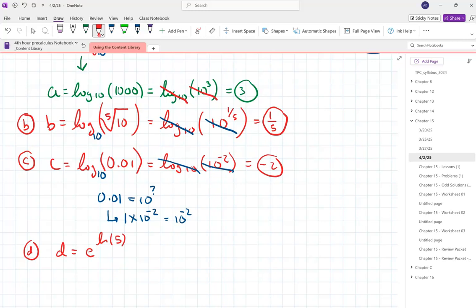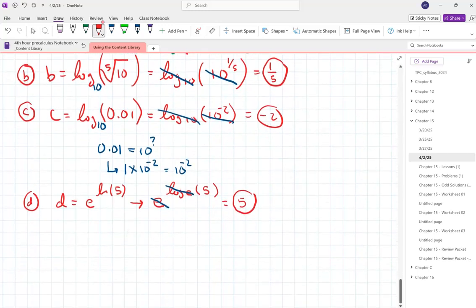So the next one we have e to the ln 5. Remind me, what is the base of ln? It is base e, so that means we have e to the log base e of 5, and whoop whoop. Exponent base e cancels log base e. So we're left with 5. How's this going so far, folks? It's okay?